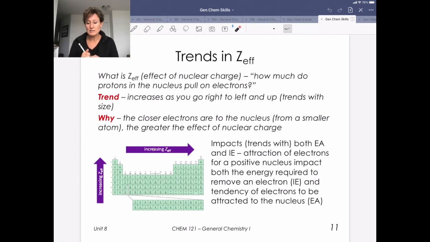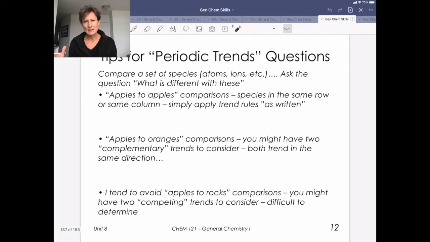All right, so why is this important? What kinds of questions am I going to ask you? These are going to be another kind of series of questions where you might be asked to rank things. You might be asked to pick one out of a group of atoms or ions in terms of which has the greatest or which has the least. So a lot of ranking type questions here. With these ranking type questions, always ask the question, what's different? And I'm going to just go through a couple of examples here to show you the kinds of things you're likely to see and then the kinds of questions I tend to avoid.